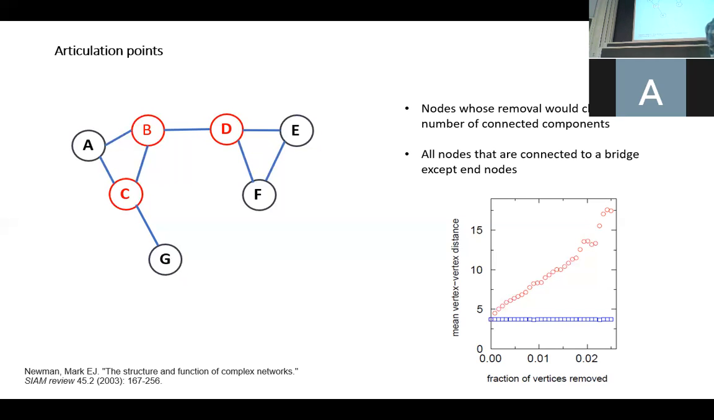But the red circles are the ones where I remove nodes in the order of degree, removing the highest degree nodes first. In this case, you see that it's dramatically affected by the number of vertices removed. As soon as I remove only 2 elements, the distance is affected a lot more than if I remove, maybe randomly, 5% of them. Is this clear? Okay.